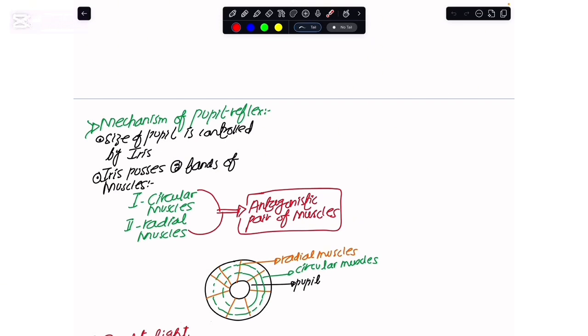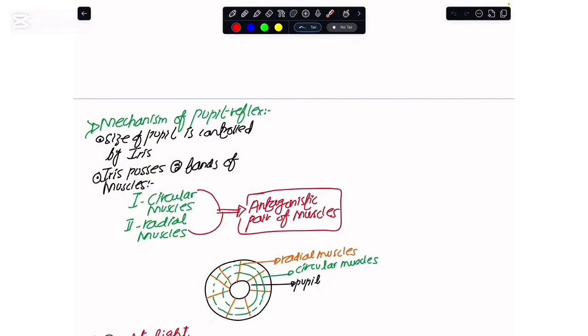Now, since I have said that the pupil has an ability to dilate and constrict, that is due to the muscles of the iris that we have in the choroid, present anteriorly. In the iris, we have to understand further that it has two bands of muscle. One is the circular muscles and the other is the radial muscles. Collectively we call them an antagonistic pair of muscles, because when the circular muscles contract, the radial muscles relax, and when the radial muscles contract, the circular muscles relax.